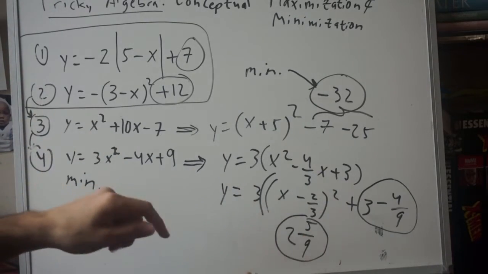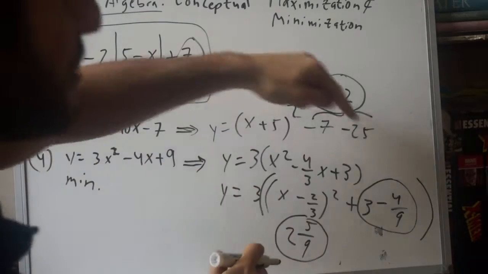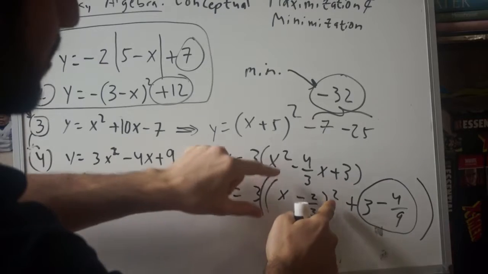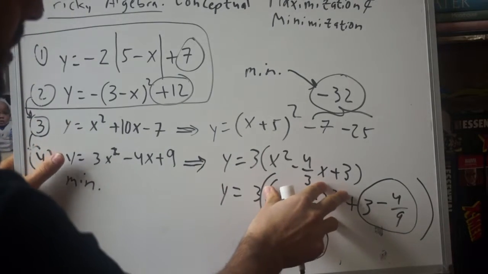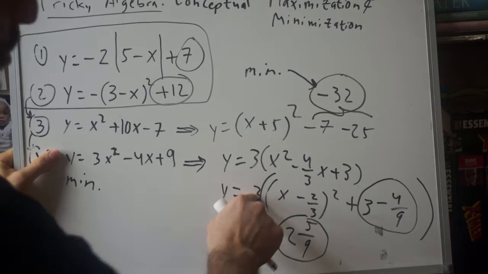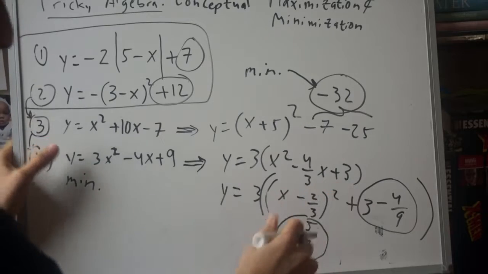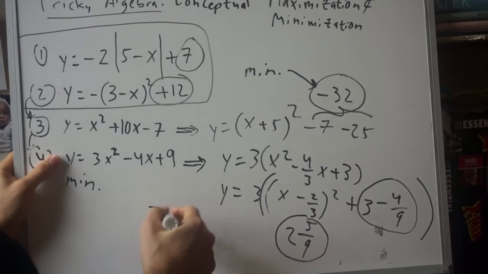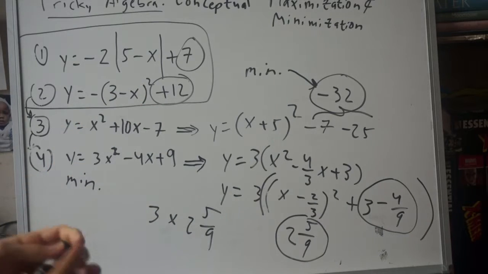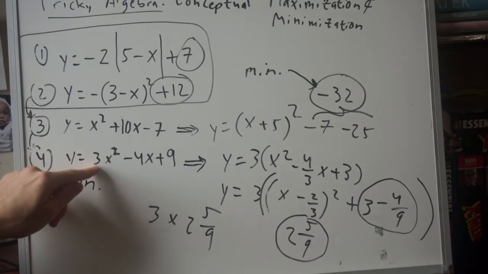Oh, sorry, no, that's not the full answer, because remember, we have to multiply this 3 back in. So this part can be 0 at a minimum. So we're going to want to 0 this part out. So 3 times the 0 will be still 0, but then that 3 times that part is going to affect the answer. So the final answer is going to be 3 times 2 5/9. I won't do that out, but that's the way to do it. So number 4 is very similar to number 3, except you have to take care of this initial coefficient first.